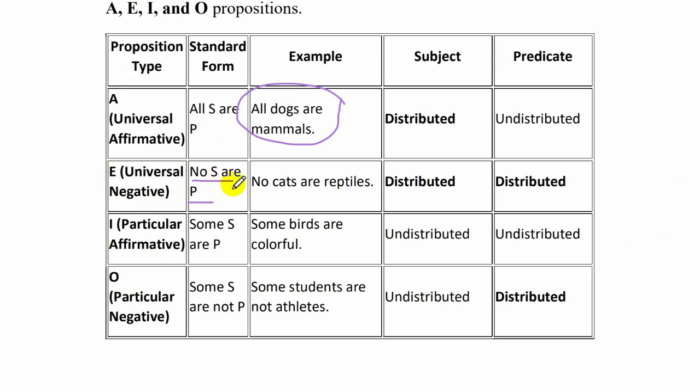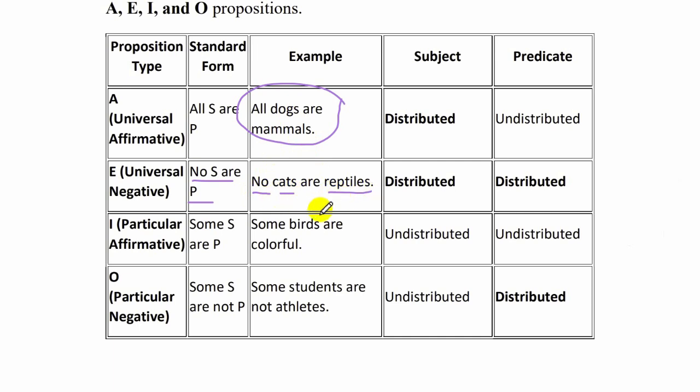E is known as universal negative. The standard logical form is no S are P. Examples: no cats are reptiles, no stones are living things, no humans can fly. Okay. If you have to convert the A-type proposition all humans are mortal, we say no humans are mortal. It's a standard format, it may not be valid. Every human is mortal, that is, every human dies. All humans die.